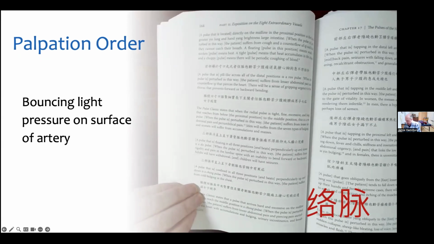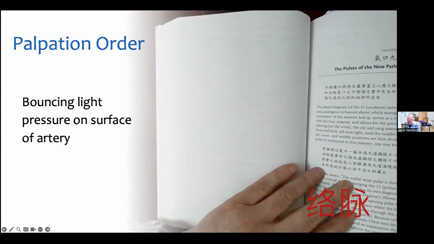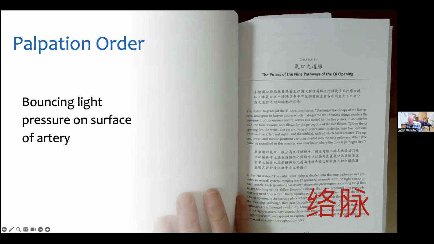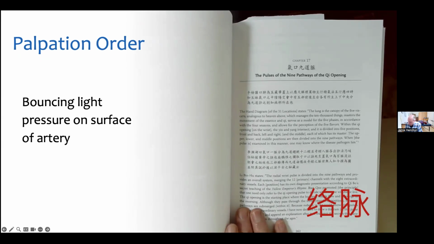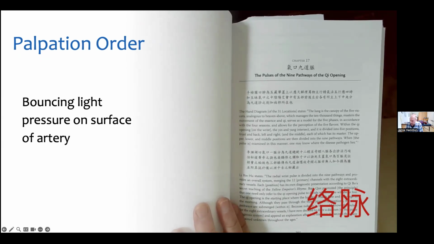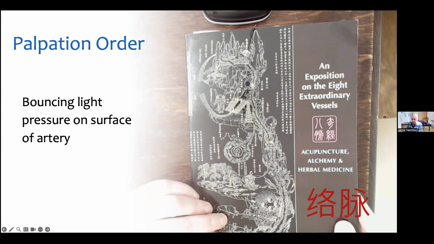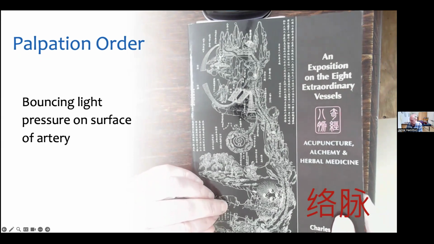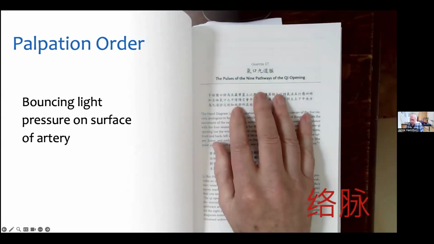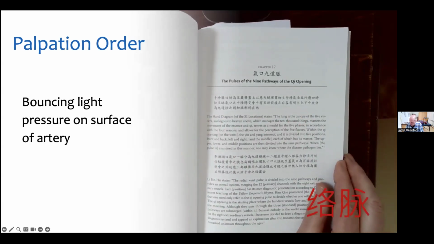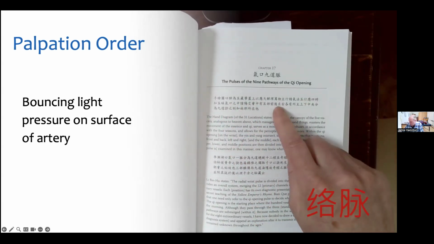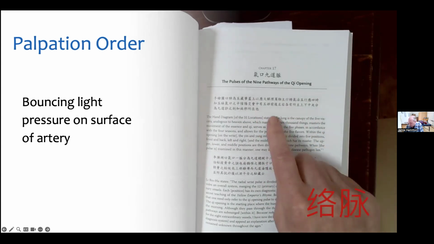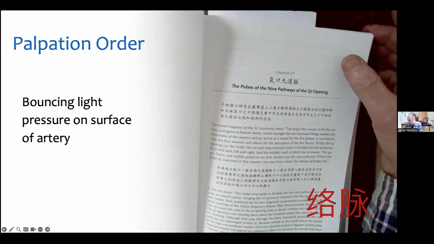Anyway, I won't dwell on that, but this is chapter 17 of this book, and this was written relatively recently. I think it was written in the 1500s. It's from this book here, Exposition of the 8 Extraordinary Vessels. It basically recaps chapter 10 of the Mai Jing. This section says, this is the same as book 10 of the Mai Jing. It basically says there are 9 pathways in this pulse reading.